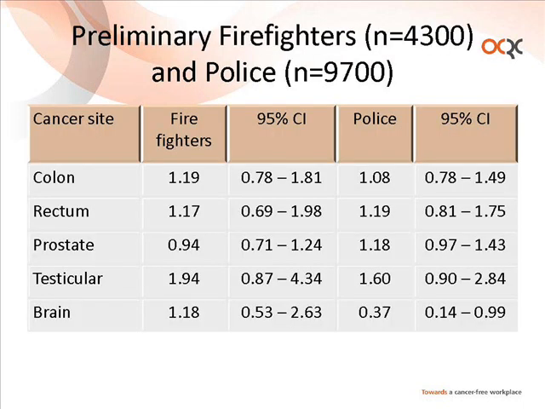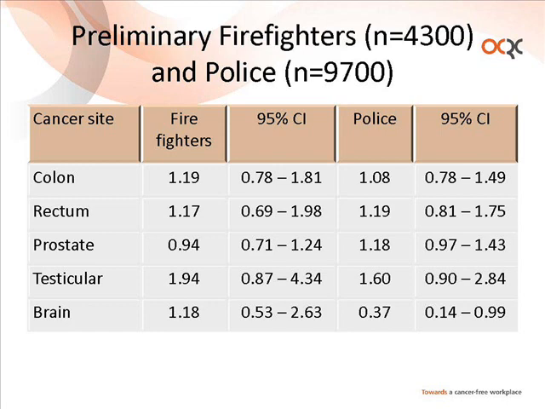So this is an example of what we've got here. For our firefighters, we had about 4,300 firefighters, 9,700 police. We thought we would do both to have a bit of a comparison, and we could look at some of the common cancers, but also testicular cancer. You can see that there was an increased risk in firefighters. This is something that's been seen, but the numbers are small, so this is not statistically significant.